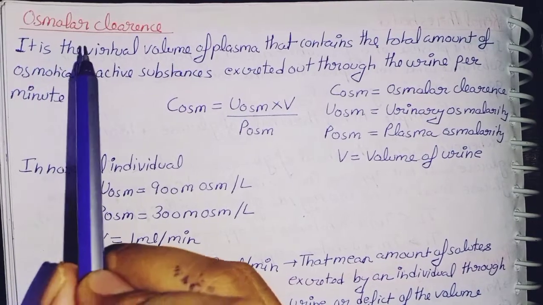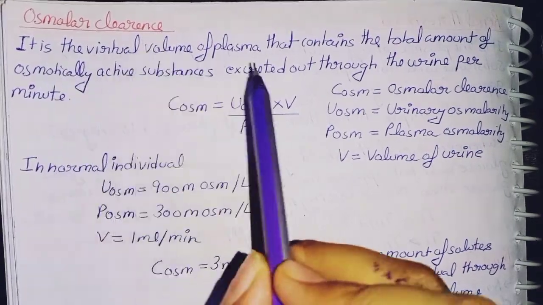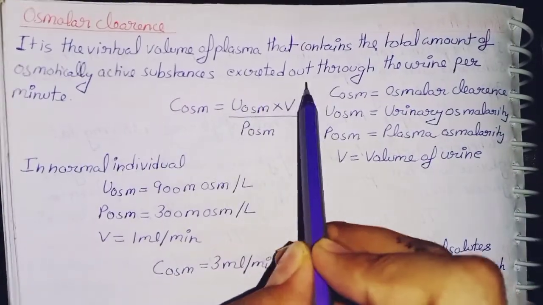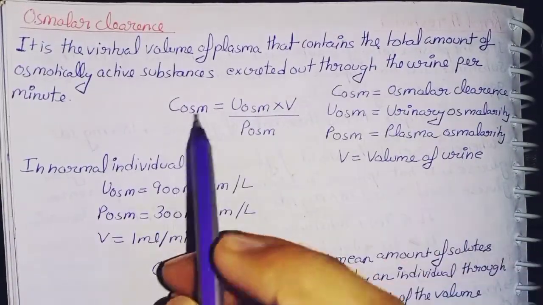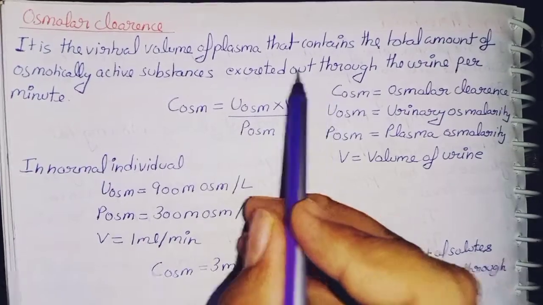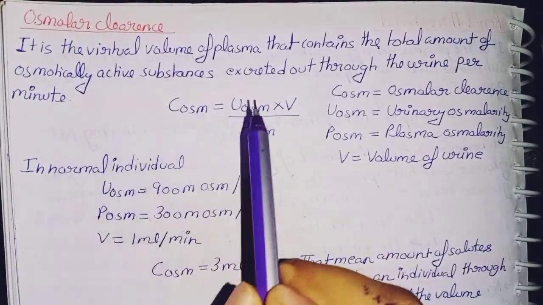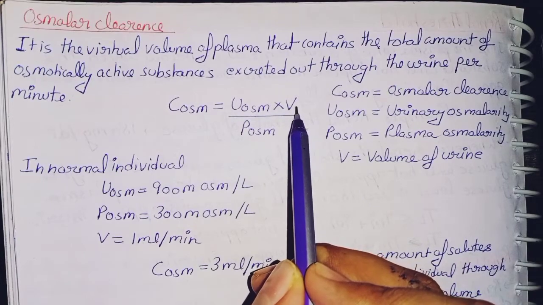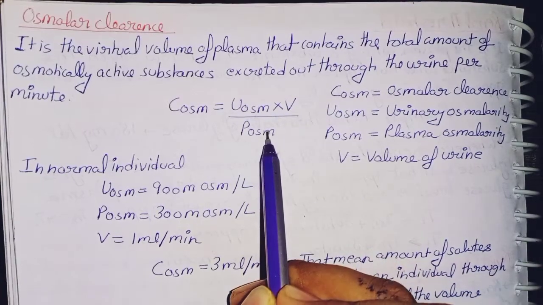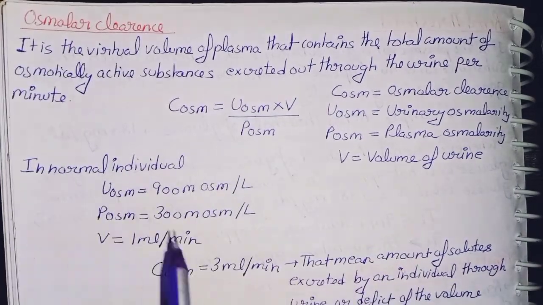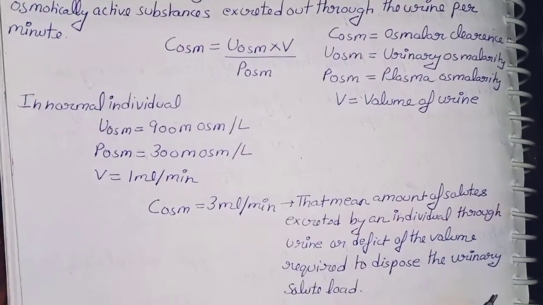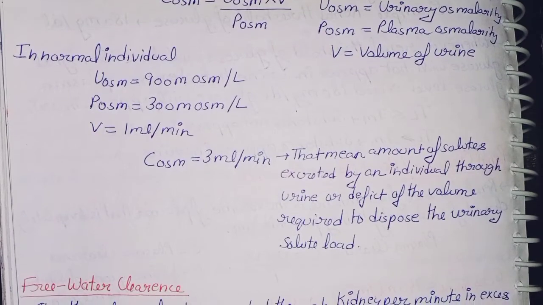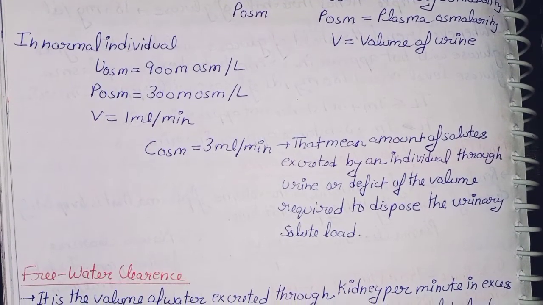So now coming to osmolar clearance. It is the virtual volume of plasma that contains the total amount of osmotically active substance excreted out through the urine per minute. It is represented by this formula: osmolar clearance equals urinary osmolarity times the volume of urine, divided by plasma osmolarity. In a normal individual, it is around 3 ml per minute.